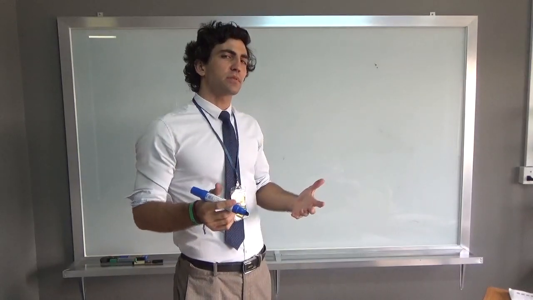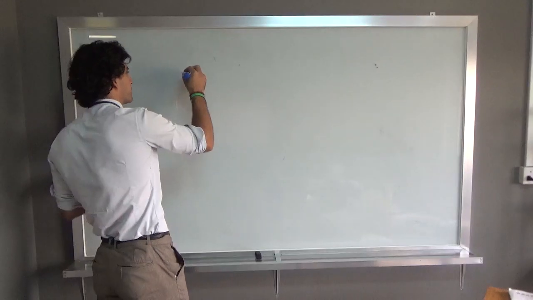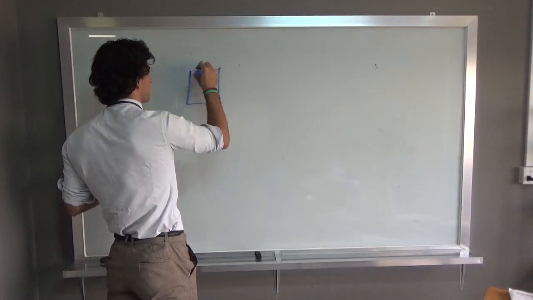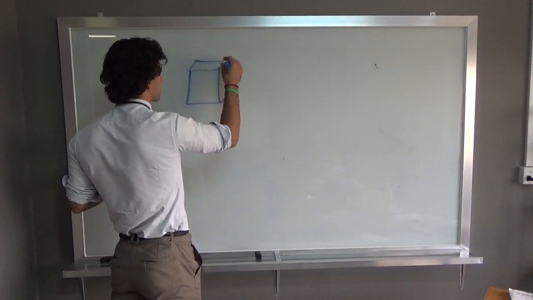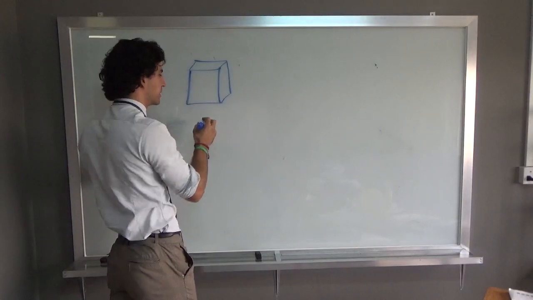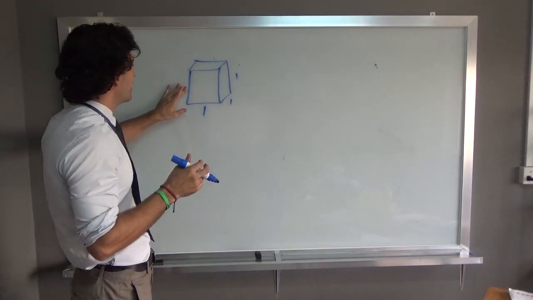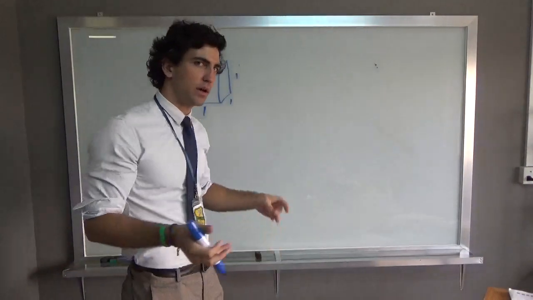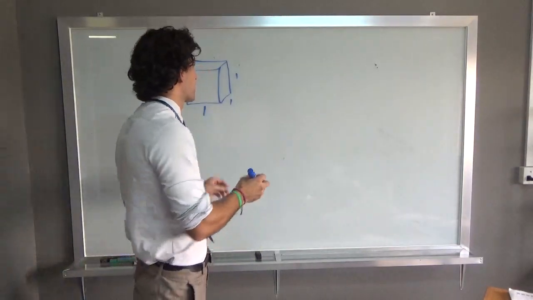There are other shapes rather than squares. If I start with a square, and then I add another dimension to it, it becomes a cube, 1 by 1 by 1. So rather than figuring out the area of this cube, we're finding out the volume of this cube.